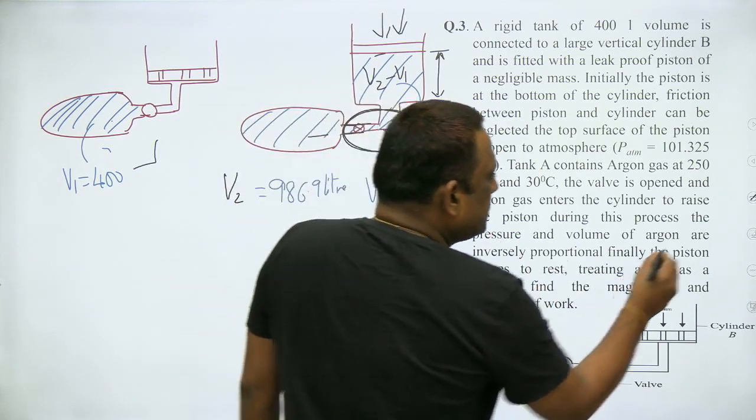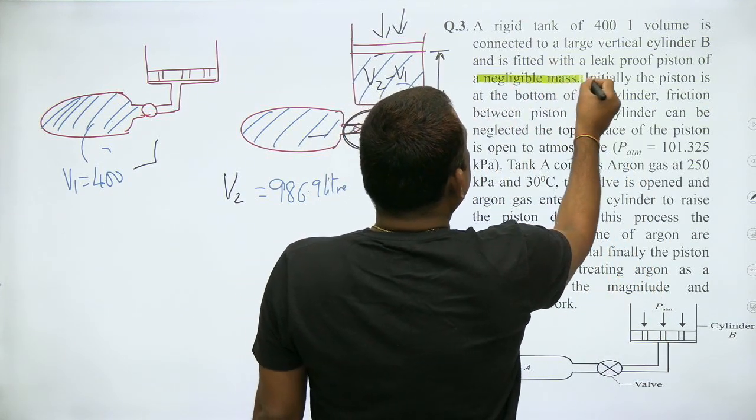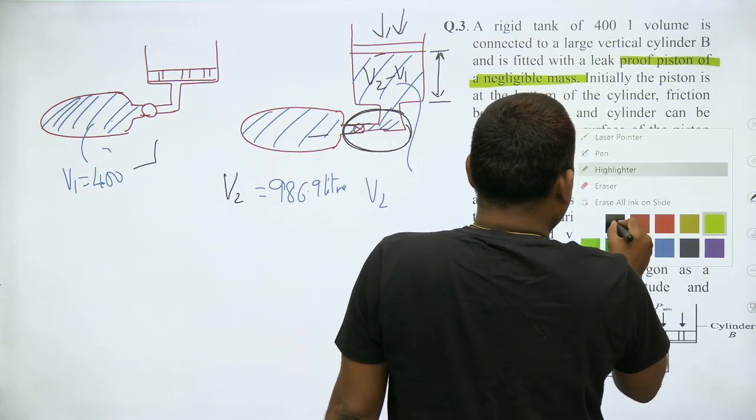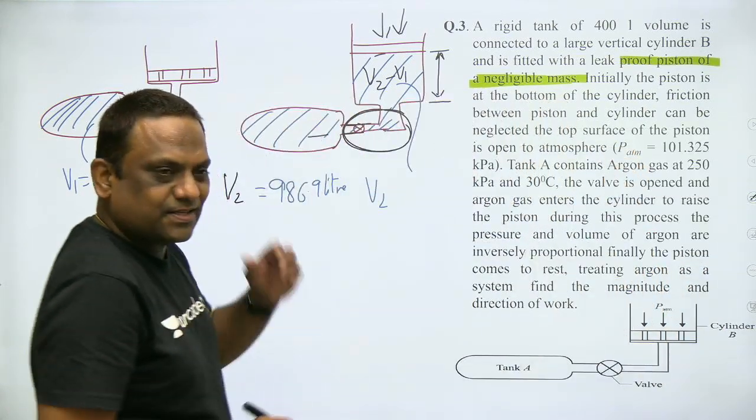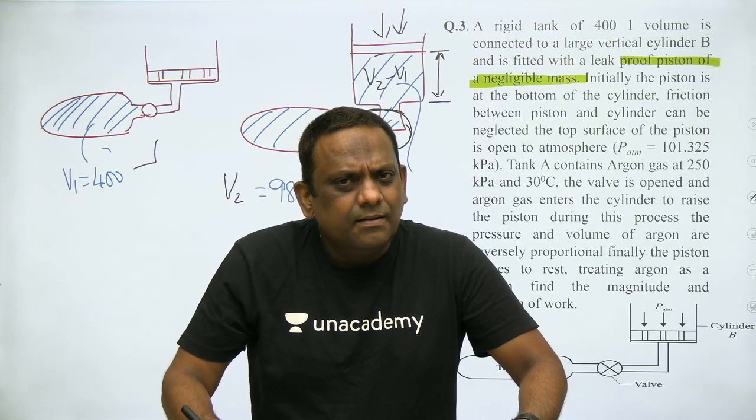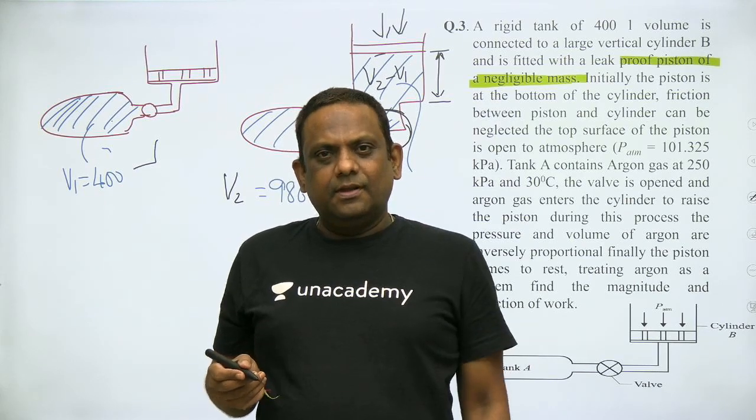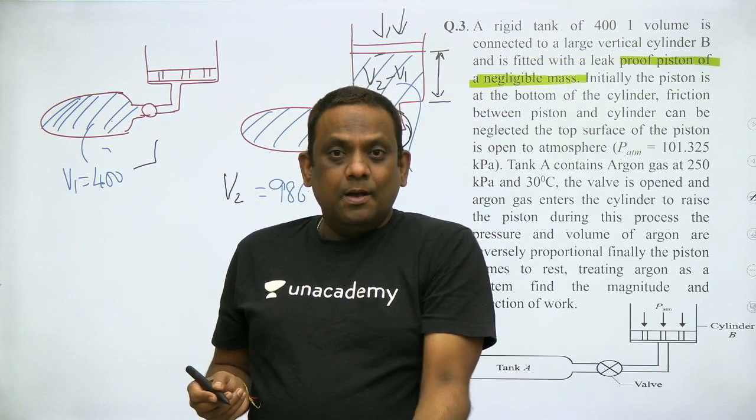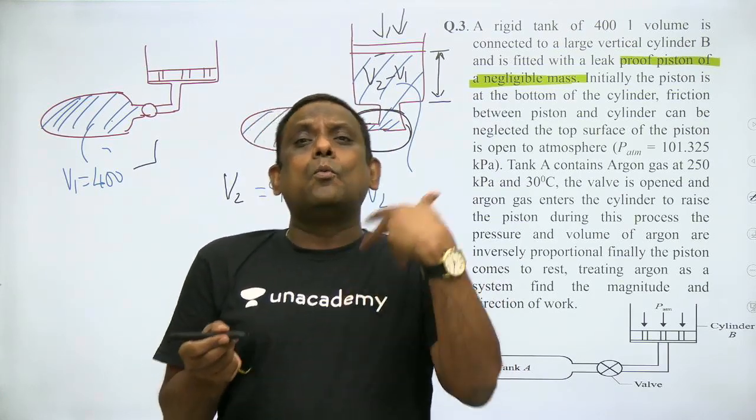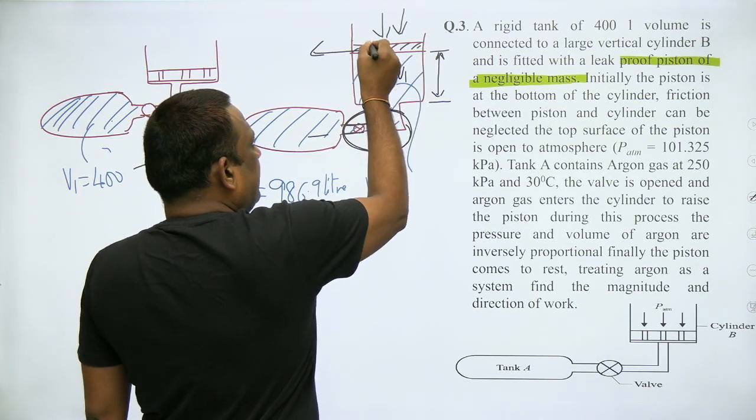Exactly what argon is doing, understand. So please observe here, there is one beauty here. Look once. Piston is of negligible mass, he said. Negligible mass means, if you are raising a weight of 50 kg versus a weight of 2 gram, for raising 2 gram, negligible work. But for raising 50 kg, you have to expend a lot, because the work is nothing but resistance. So if the resistance is more, I need to do more work. So it is a negligible mass piston. There is no work in raising the piston.